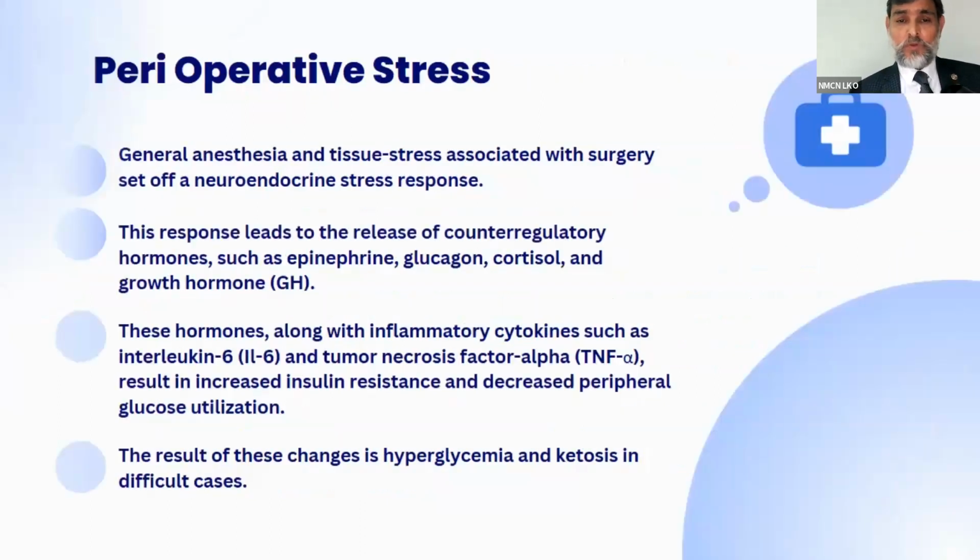Perioperative stress is generally contributed by general anesthesia and tissue stress associated with surgery, which set off a neuroendocrine stress response. This response leads to increased release of the counter-regulatory hormones such as epinephrine, glucagon, cortisol, and growth hormone. These hormones, along with inflammatory cytokines such as interleukin-6 and TNF-alpha, result in increased insulin resistance and decreased peripheral glucose utilization. The result of these changes is hyperglycemia and ketosis in difficult cases.